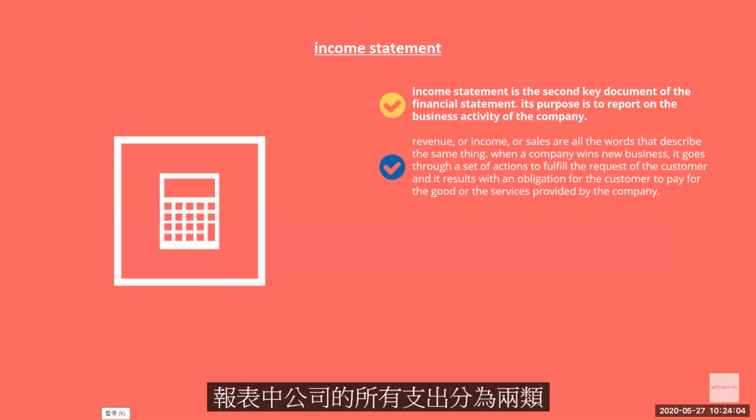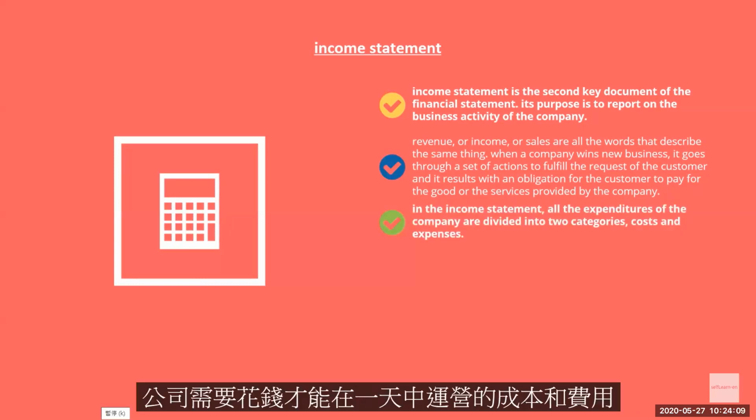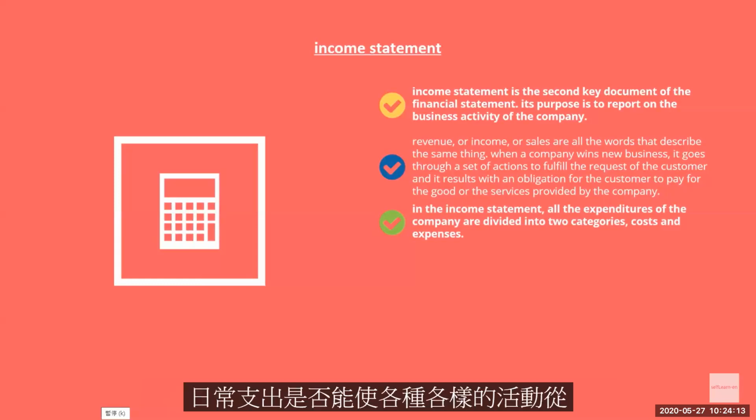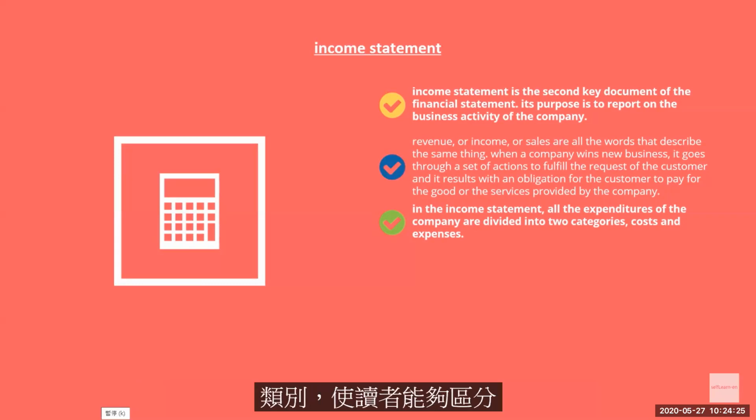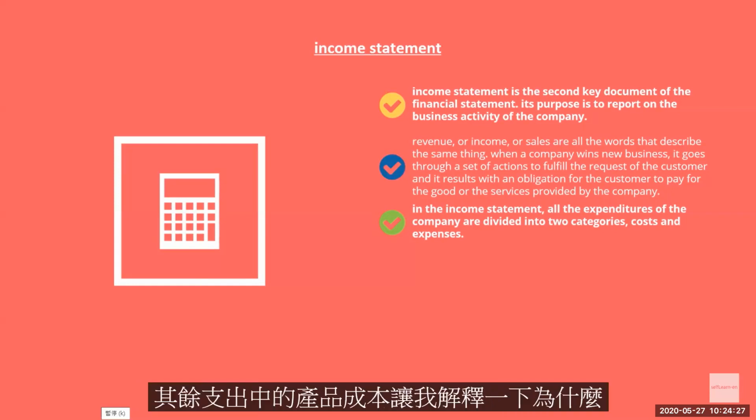In the income statement, all the expenditures of the company are divided into two categories: costs and expenses. A company needs to spend money in order to operate on a day-to-day basis. Those expenditures enable a wide variety of activities, ranging from the fulfillment of customer orders to paying salaries, furniture, rent, utilities, and many more. In the income statement, the expenditures are divided into two categories to give the reader the ability to differentiate between the costs of products from the rest of the expenditures. Let me explain why with an example.